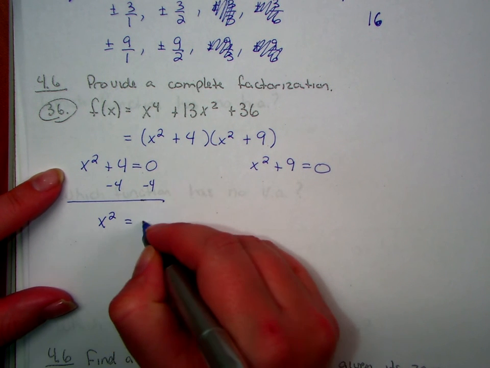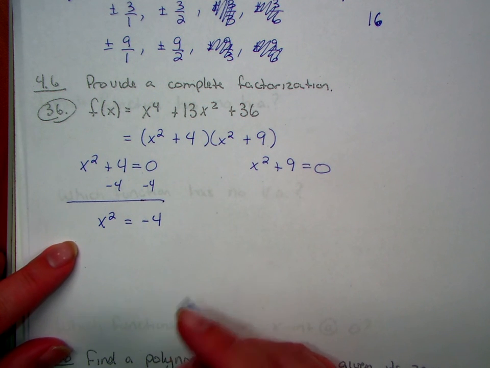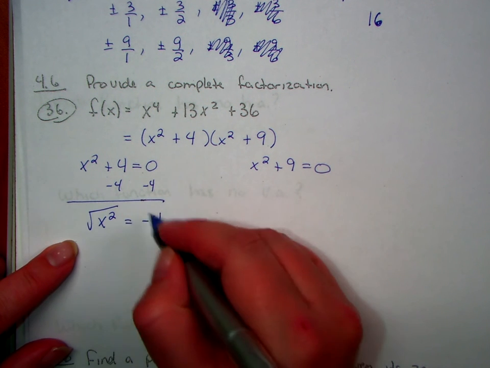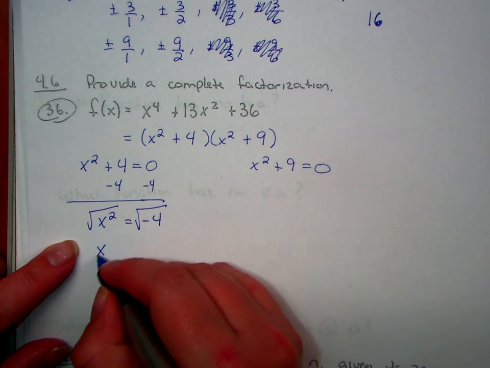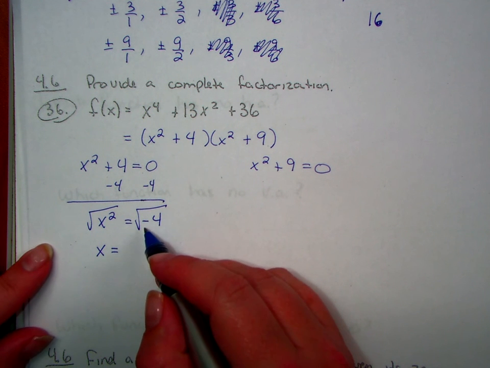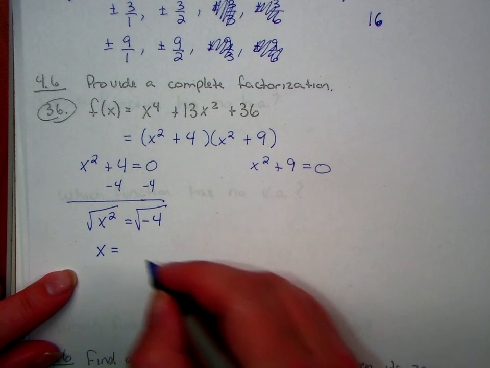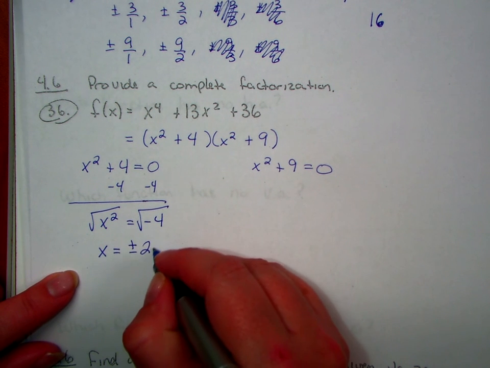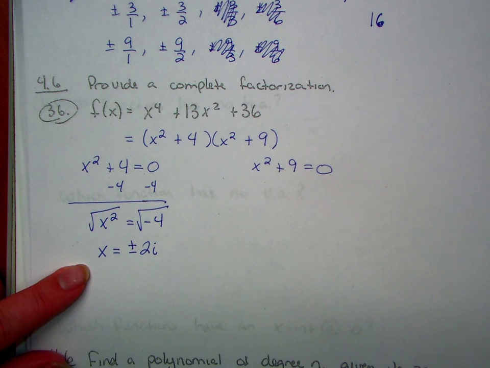And I'm going to get x squared equals negative 4. Now to solve for x, I need to take the square root. And if you remember, the square root of a negative is i, right? The square root of 4 is 2. So we're going to get plus or minus 2i, all right?